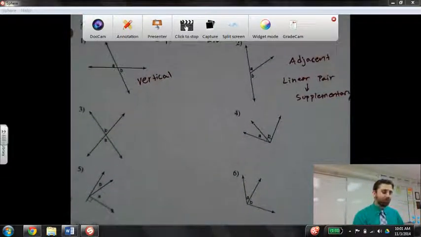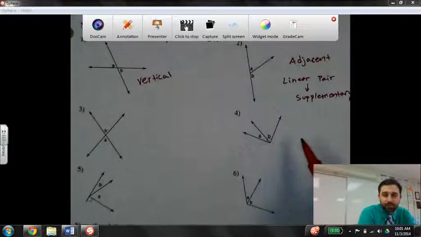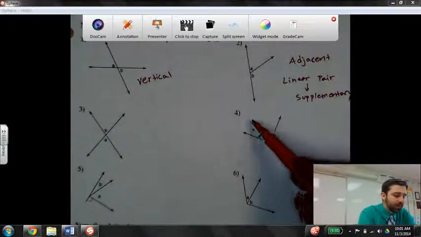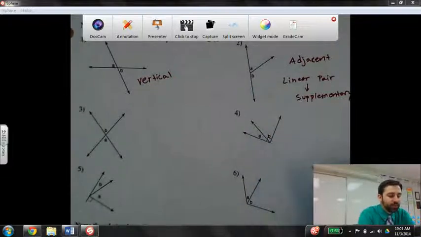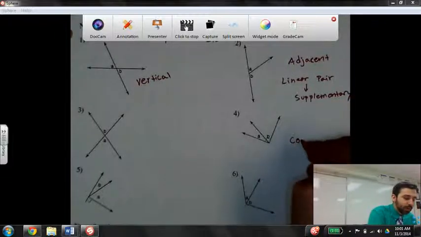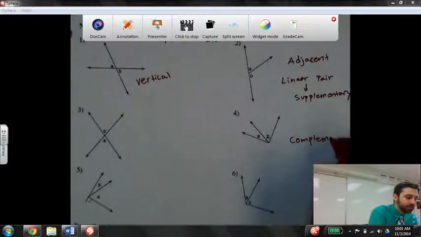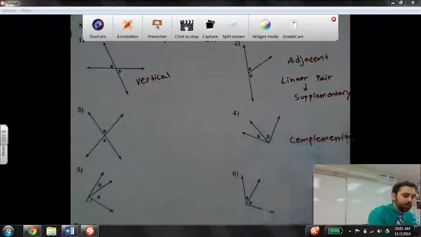Number four, we see that A and B are in the middle of a broader angle, which is 90 degrees, which is marked by this little box. So we can say that A and B are complementary because their angle measures will add up to 90 degrees.